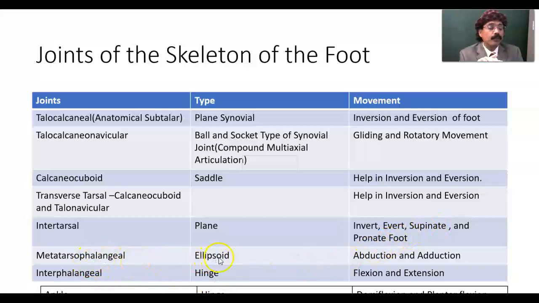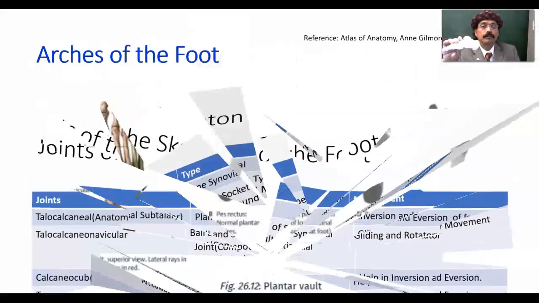The metatarsophalangeal joint is ellipsoid. Some books say condyloid variety, but we'll accept Gray's Anatomy, ellipsoid. Movements are abduction and adduction. The interphalangeal joint is a hinge joint with flexion and extension. Ankle joint, what type of joint is the ankle joint? It is formed by the talus and the tibia and fibula. That is a hinge type of synovial joint.